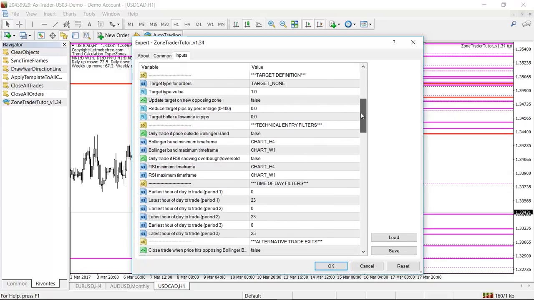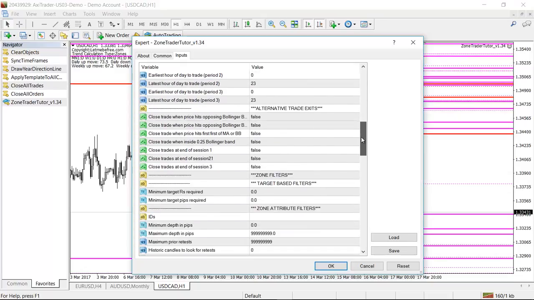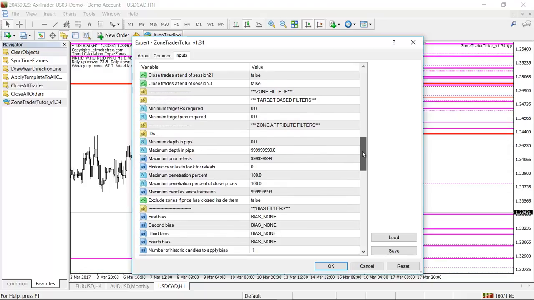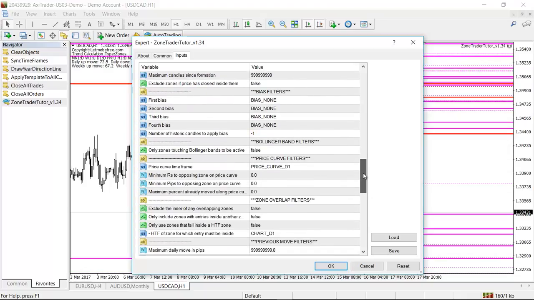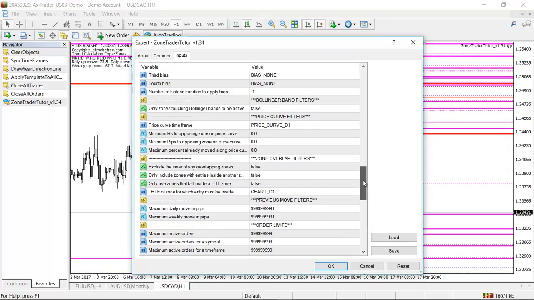So if we just scroll down, there's a whole list of other things. Bias filters that we were looking at before, price curve filters. Price curve filters are very interesting. I'll come back to those in a little while. Zone overlap filters is what I'm looking at the moment. So you can see: only use zones that fall inside a higher time frame zone. So we're going to say that's true, and we're going to set the higher time frame zone to be the daily chart. We OK that.